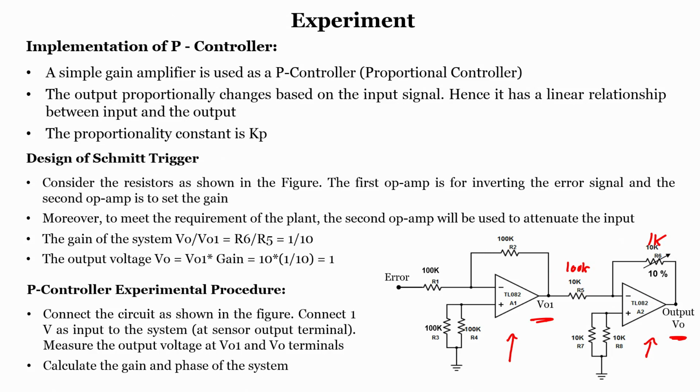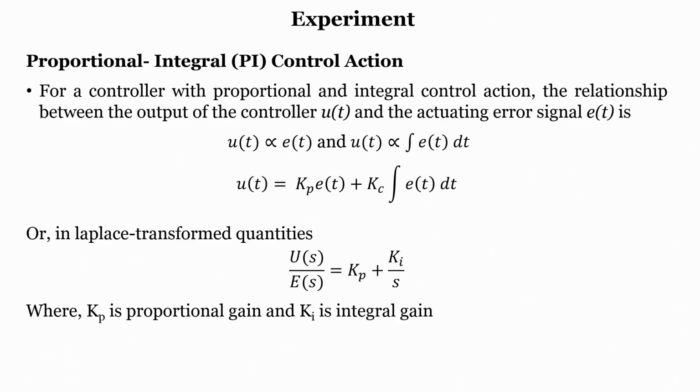Now, as far as the experimental procedure is concerned, we can connect the circuit as shown in figure. We can connect 1 volt as input to the system, which is right over here, and measure the output voltage at VO1 and VO, and calculate the gain and phase of the system. So, this is how we can implement the experiment.